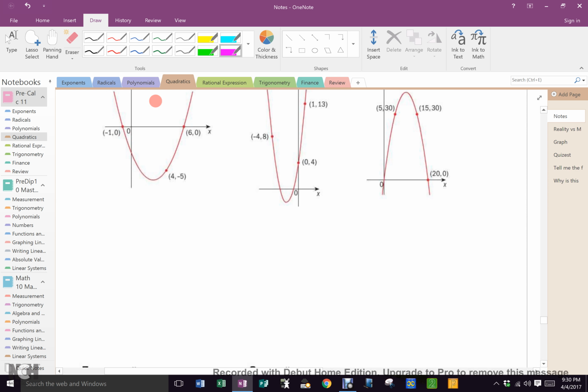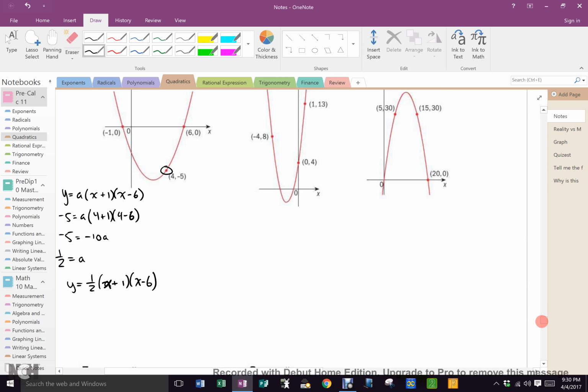Got my roots. Y equals a(x plus 1)(x minus 6). And there's my y and my x point right there. So negative 5 equals a(4 plus 1)(4 minus 6). Negative 5 equals, 4 plus 1 is 5, 4 minus 6 is negative 2, 5 times negative 2 is negative 10a. A equals 1/2. Y equals 1/2 (x plus 1)(x minus 6).